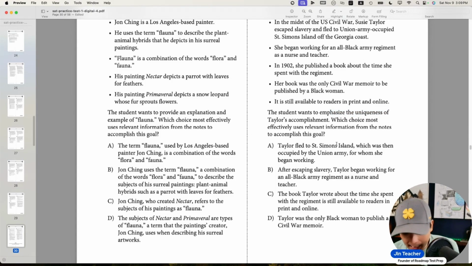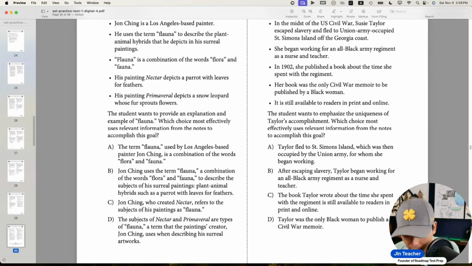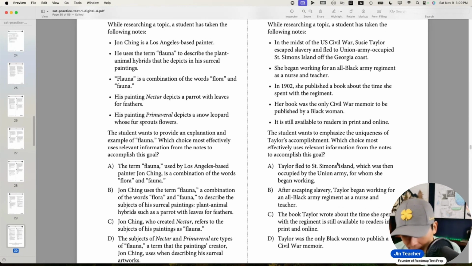So answer choice A says, Taylor fled to St. Simons Island, which was then occupied by the Union Army, for whom she began working. Well, it just tells us what she did, but do we know anything about how unique it was? Had this ever been done before? We have no idea, right? So we cannot choose A.